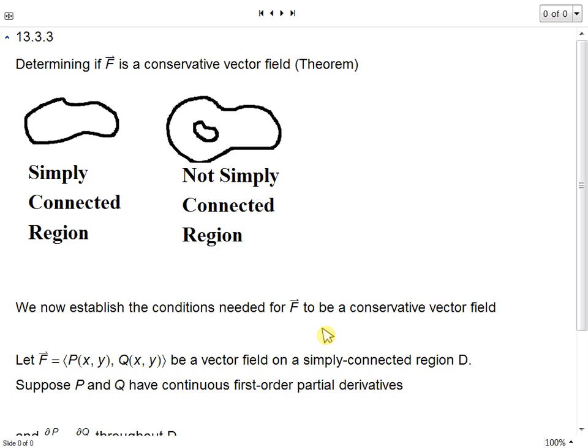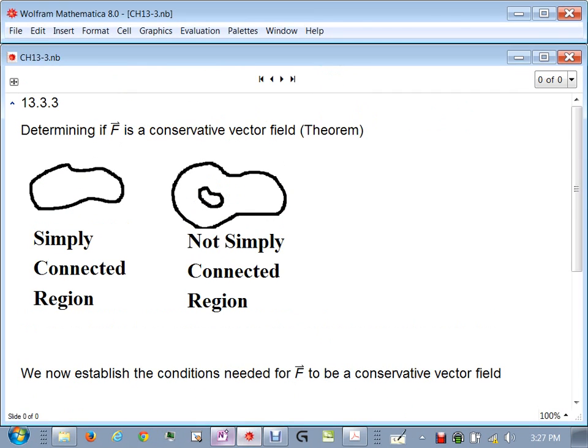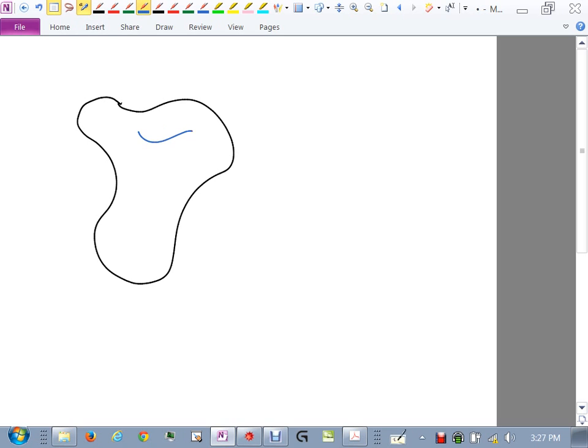What's the difference between the two? The not simply connected one looks like it has a hole in it, right? The way we define it, so maybe it'll make a little more sense, is imagine I have this, and I'm saying this is simply connected. If I draw any closed curve in here, any closed curve, doesn't matter how I draw it, can I shrink that curve all the way down until it pinches off to a single point? And as I shrink it, will it always still be inside that region? Yes?